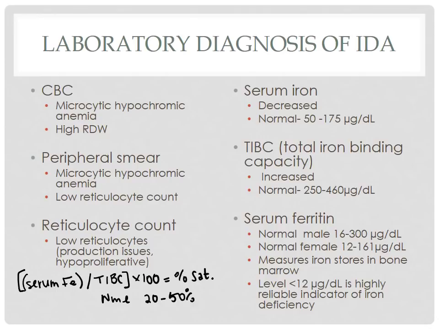And then the last value is the serum ferritin. For the ferritin, this is the stored iron, so how much iron is stored in the bone marrow. The normal range for men is going to be about 16 to 300. So as you can see, a very, very big range. And the normal range for women is going to be about 12 to 150, 160. So again, a very, very large range. And typically, if you have a level under 12, that is a highly reliable indicator of iron deficiency. So if you're seeing that, you should definitely be thinking that there is an issue with iron deficiency.